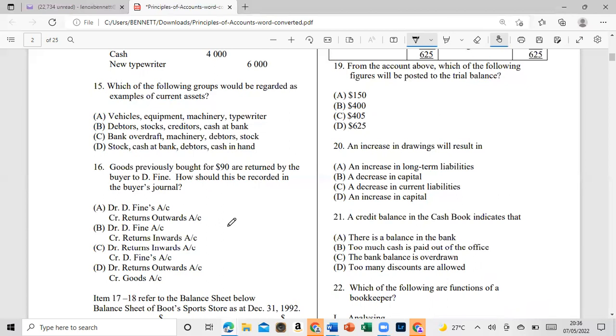Or creditors. Notice this, they're smart. See them put creditors in there. It can't be this. Creditors, all right? Bank overdraft, that is when you don't have enough money but the bank still allows the transaction. So it can't be that. It has to be D: stock, cash at the bank, debtors, and cash in hand. I love accounts. It's awesome. Also, it has critical thinking, guys. They put the creditors in there, but I read it properly.